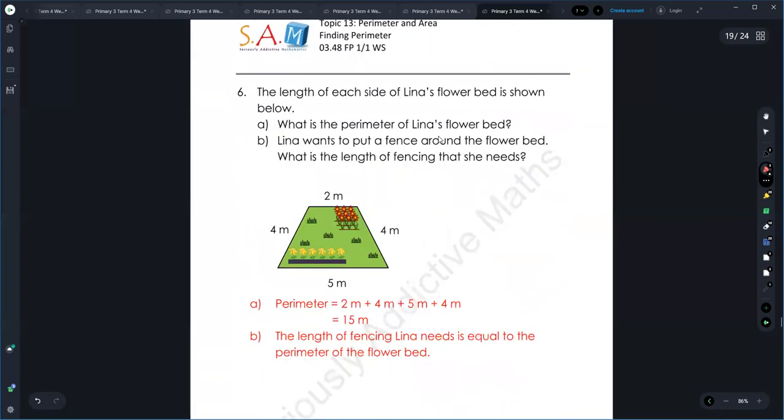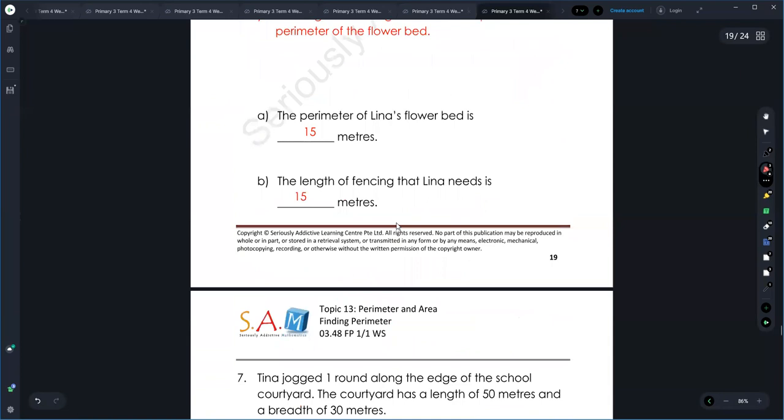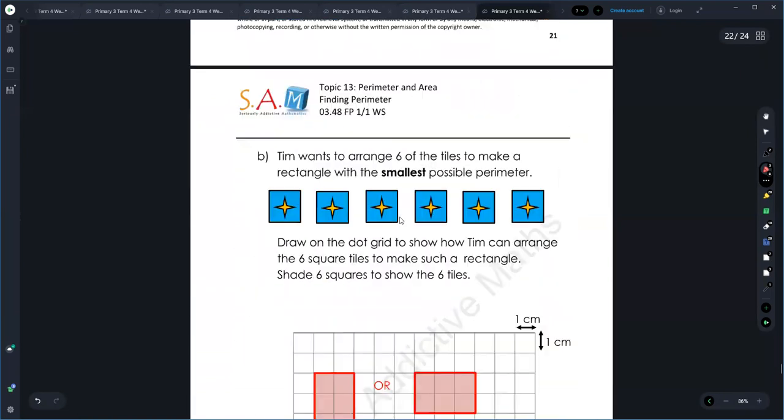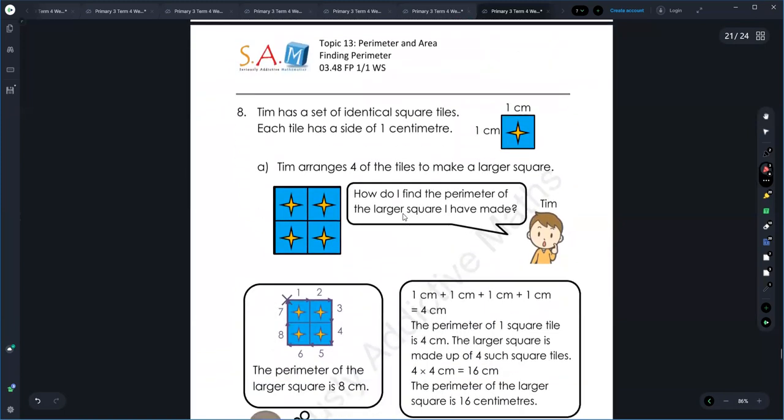Question 6 might do with them as well. Right, perimeter of the, Lina wants to build a fence, right? So Lina wants to build a fence. What's the length of the fencing that she needs, which is exactly the perimeter. Okay, which is why earlier on I said it's good to start getting them to think about how perimeter is like the fence. Okay, and then perhaps to do question 8 with them.